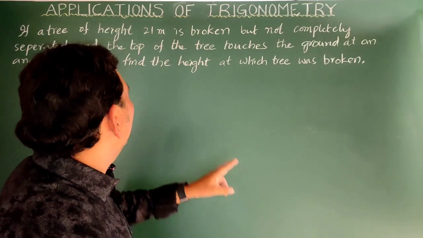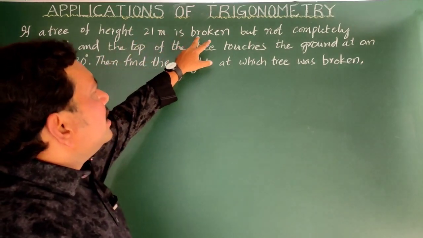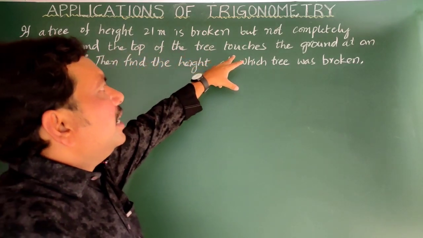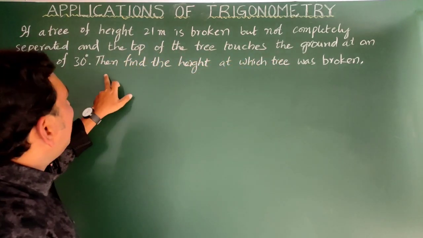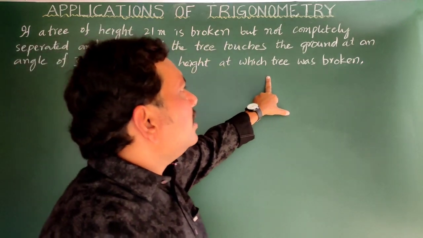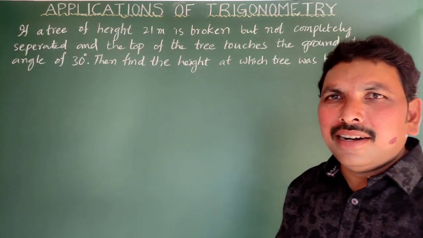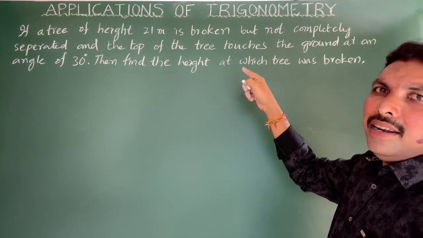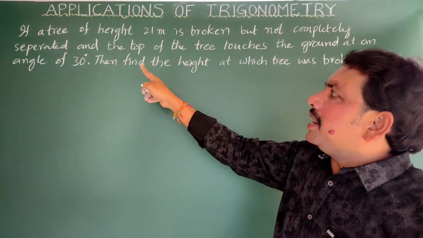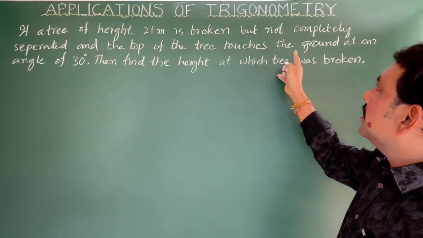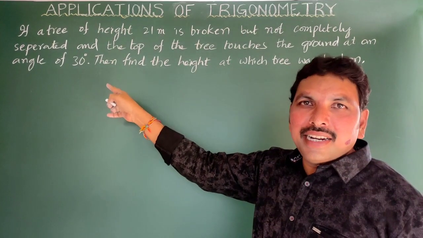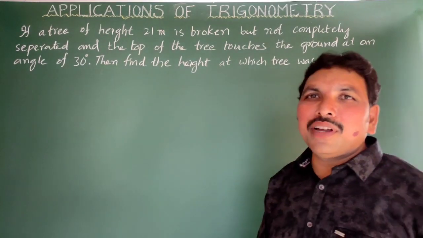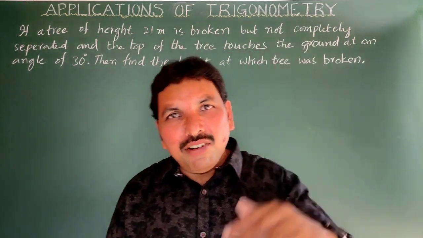Okay, next one. If a tree of height 21 meters is broken but not completely separated, and the top of the tree touches the ground at an angle of 30 degrees, then find the height at which the tree was broken. Right? Come again. If a tree of height 21 meters is broken but not completely separated and the top of the tree touches the ground at an angle of 30 degrees, then find the height at which the tree was broken.